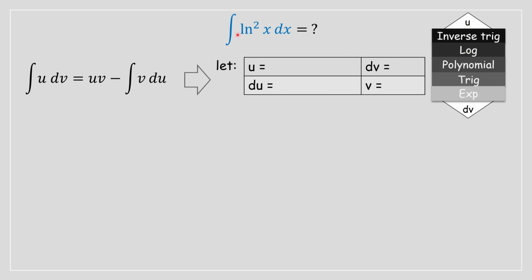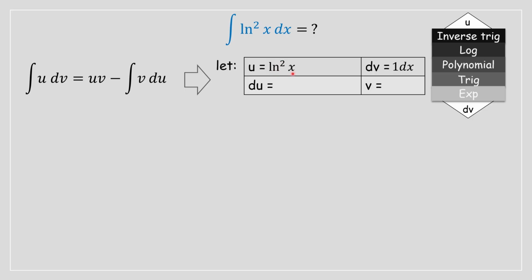Right, so we have ln²(x). That's a function being multiplied by an invisible 1 basically. So the 1 is going to be our polynomial, and our logarithmic function in this case is going to be ln²(x). So log finds itself just above polynomial. Therefore, u will be equal to ln²(x), and your dv is going to be a polynomial, in this case, just 1.